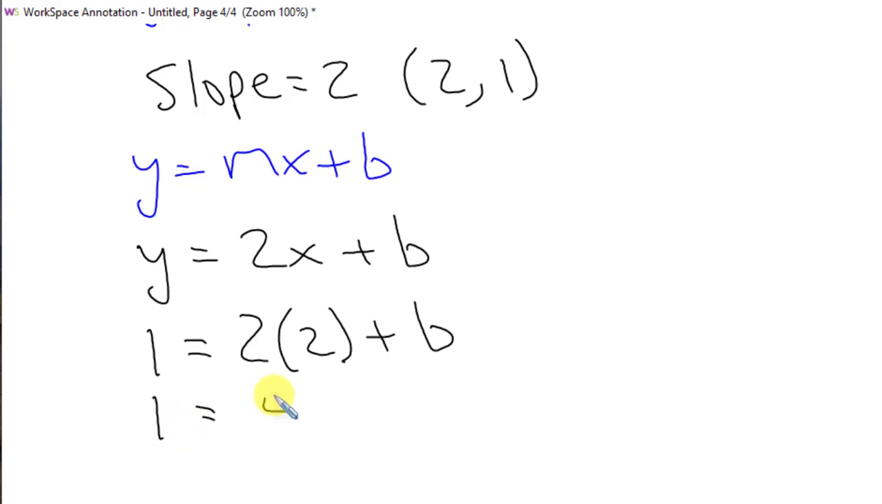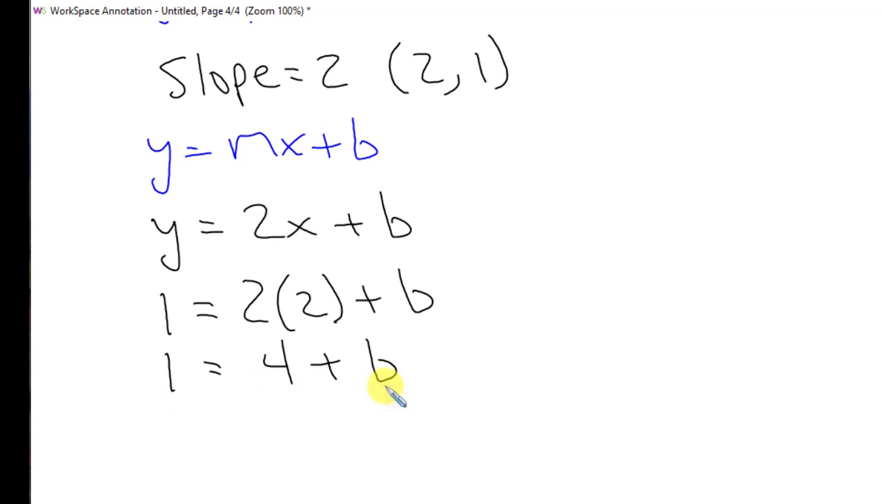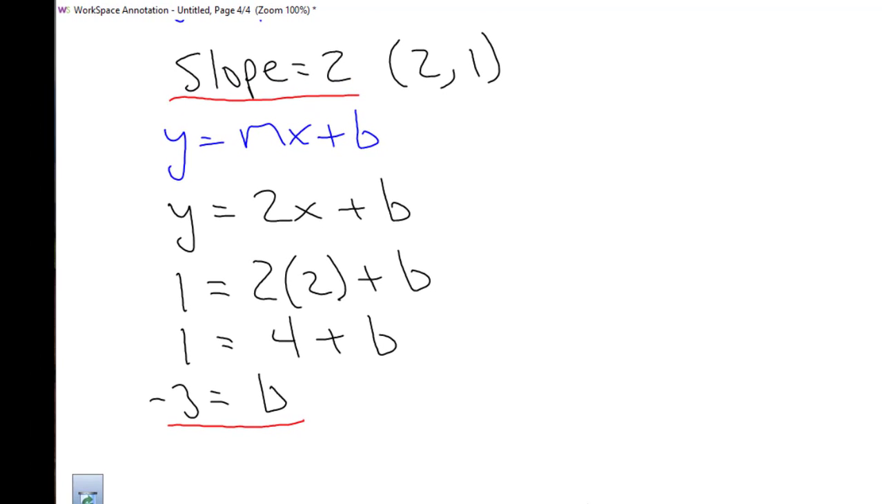So 2 times 2 would give me 4. So I just need to solve the equation. 1 is equal to 4 plus b. I need b by itself. So I'm going to subtract 4 from both sides. And that will give me a value of -3 for b. So again, I know now everything I need. I know what my y-intercept is. I know what my slope is. I can just substitute those into the correct spot. So my equation would be y is equal to 2x minus 3.